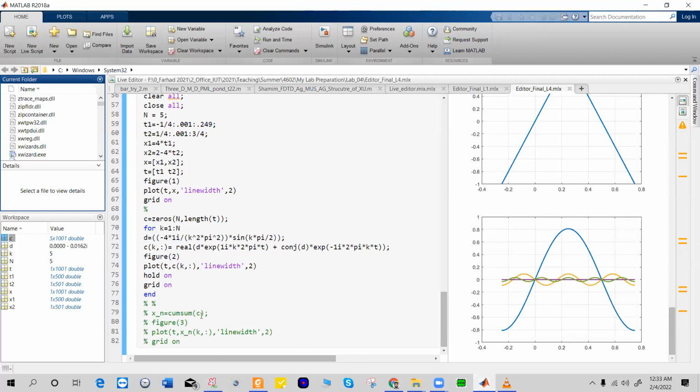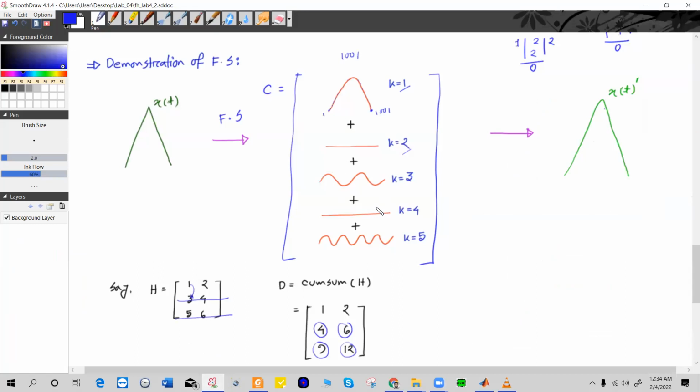Now, xn cumulative sum C: we have defined another function x of n, so xn, which will have the cumulative sum of C. That means we consider this function. So nothing special. The first one, nothing to add. The second one, this plus this, as this is equal to 0. Again, you will have the same thing. And then the third one, you will have the summation of these two.